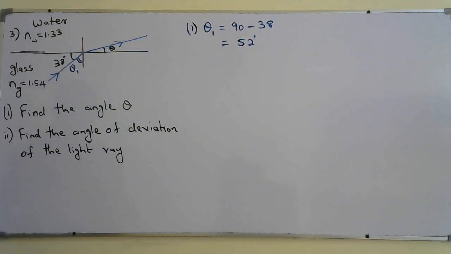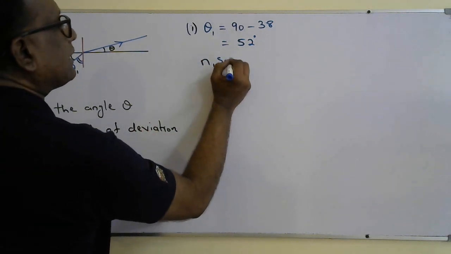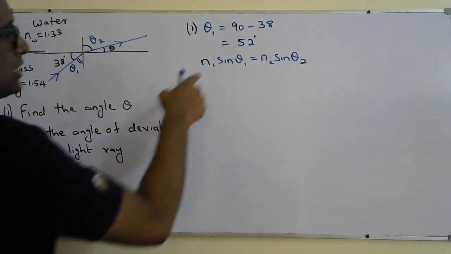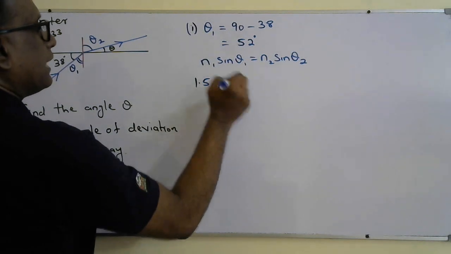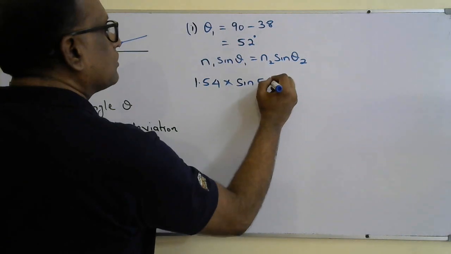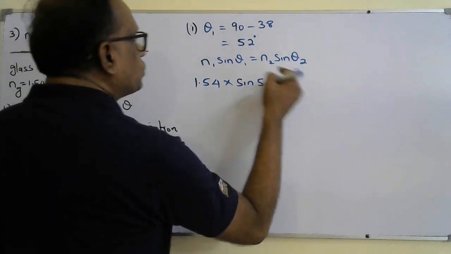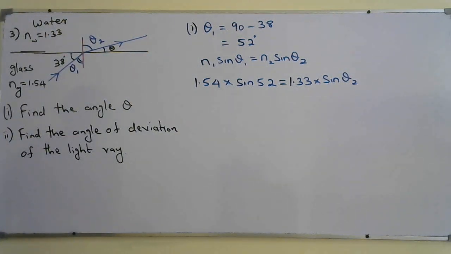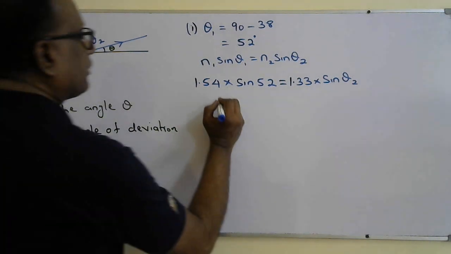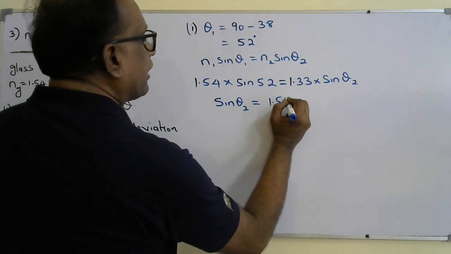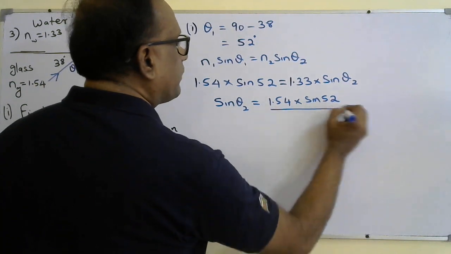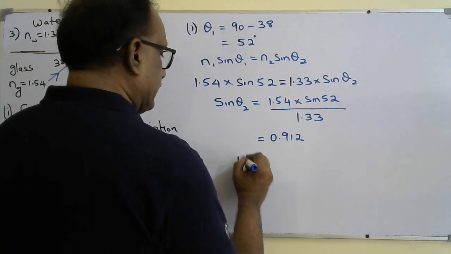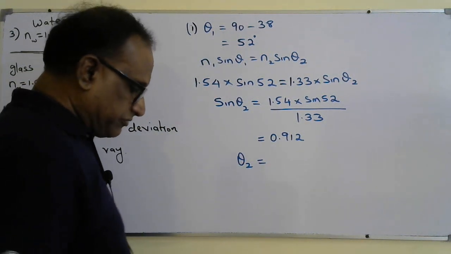So I'll use the equation n1 sine theta 1 equals n2 sine theta 2. I'm going to find theta 2 first. So n1 is 1.54, into the relevant angle, sine theta 1, that is sine 52, is equal to n2, that is water, 1.33, into sine theta 2. So I need to find sine theta 2 here. Sine theta 2 will be equal to 1.54 into sine 52 divided by 1.33, which equals 0.912. So theta 2 will be equal to 65.8 degrees.